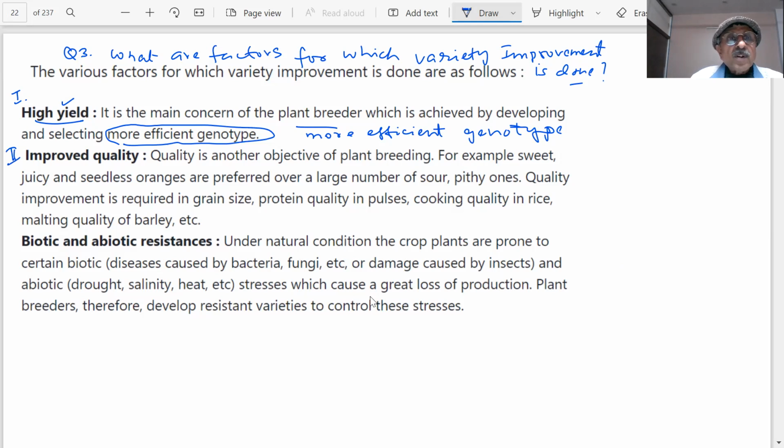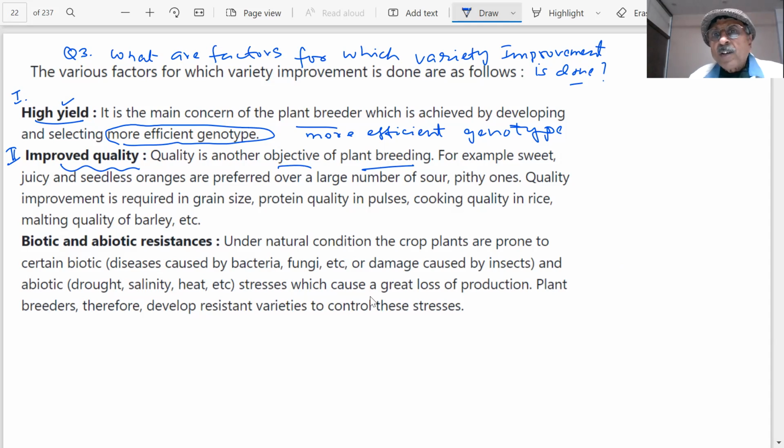Number 2, improved quality. Quality is another objective of plant breeding. For example, you buy a fruit from the market and the taste is very bad, students. Then you won't be able to eat it. Sometimes, for example, you take an orange, it is so sour, and you find that you can't eat it. It is not a good quality. So quality is important in our plant breeding.